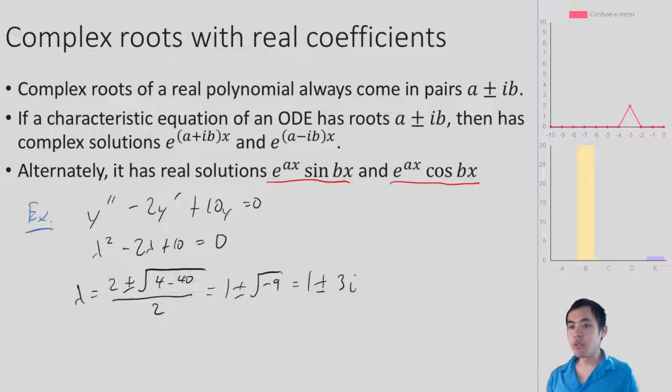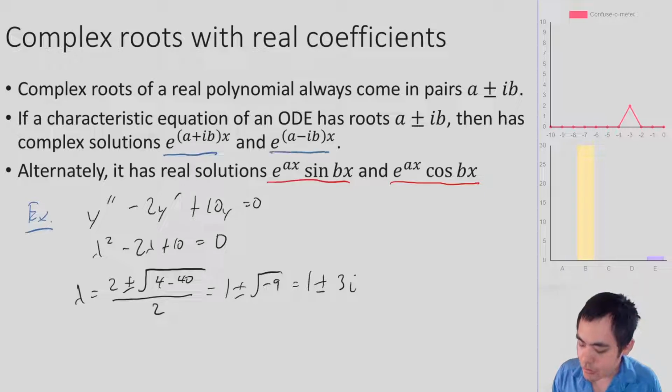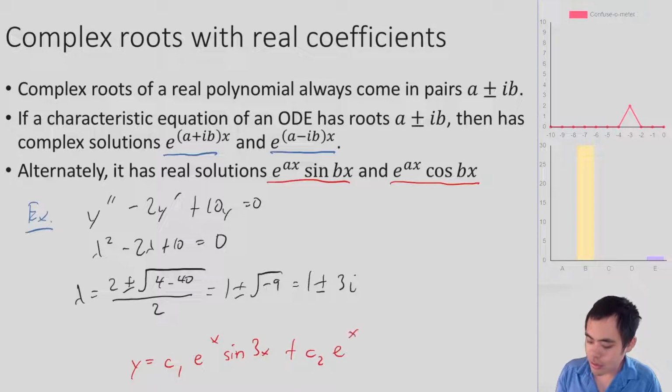So hopefully we understand, and you should stop me if this isn't true, that we can solve for lambda, and that gives us some complex value, right? The point of this slide is that you can immediately go from those complex values to a real set of solutions. Obviously you can go to the complex set of solutions, which are here. But if I ask you for a real set of solutions, you can also immediately go to it by using the red thing. And so then y is equal to c1 e^x sine 3x plus c2 e^x cosine 3x.